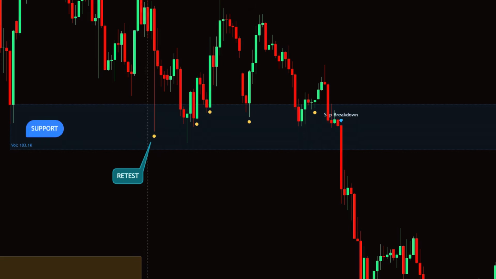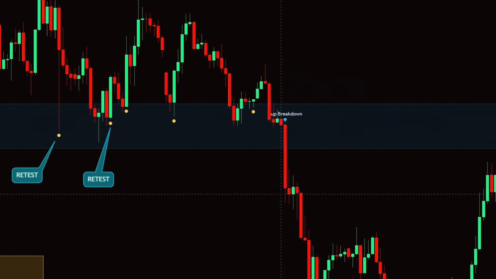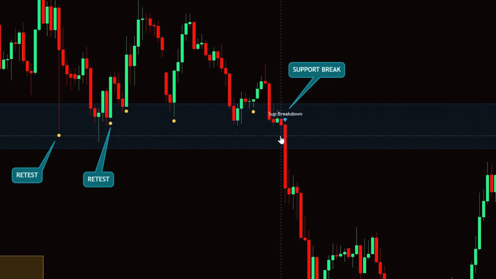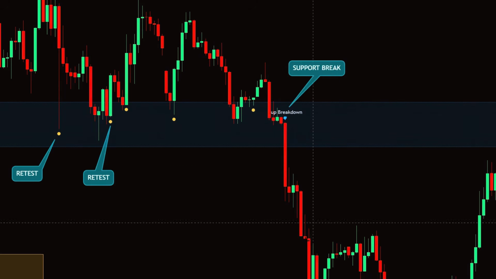The idea here is simple. Instead of chasing price after a big move, you wait for the market to come back and confirm whether buyers or sellers are still defending that level. Now, let's look at the second type of signal. Here on the chart, price eventually breaks below this support zone. As soon as a candle closes below it, the indicator prints a breakout signal. A blue triangle represents a downside breakout below support. An orange triangle represents an upside breakout above resistance.